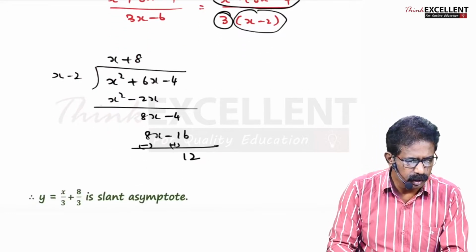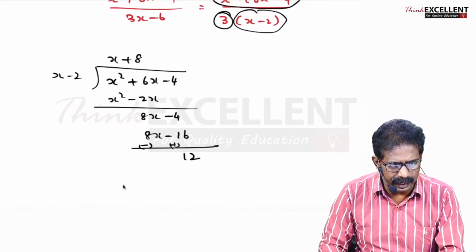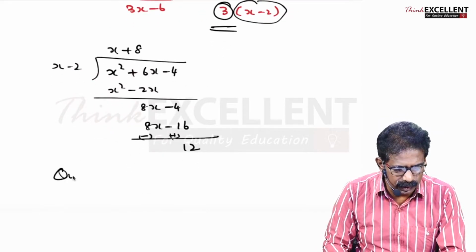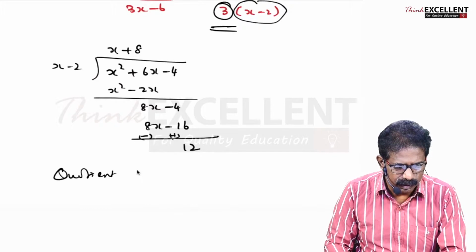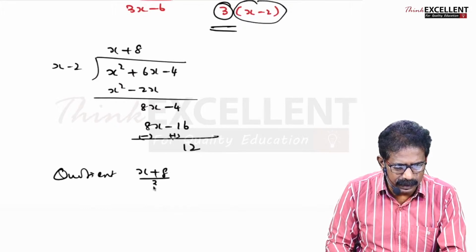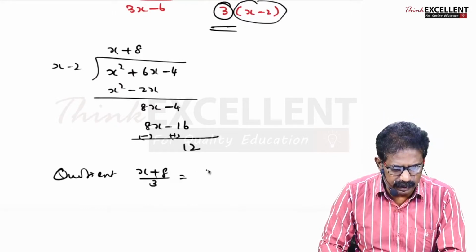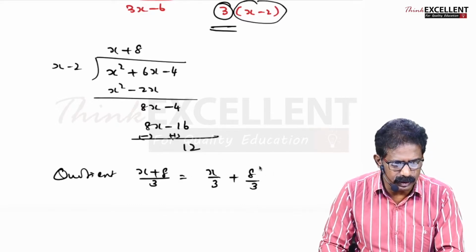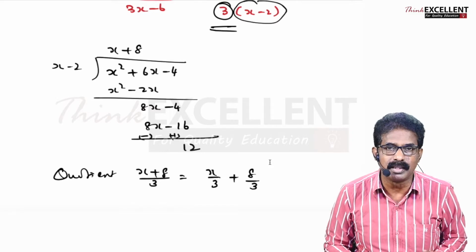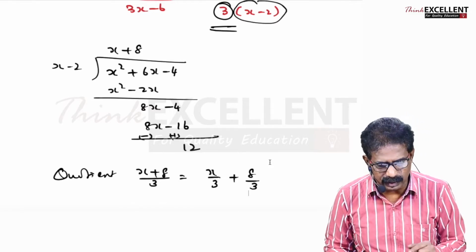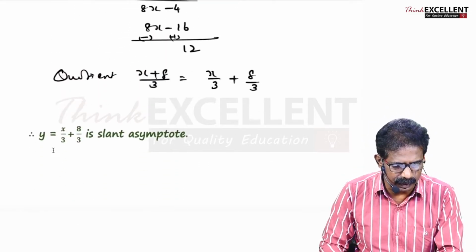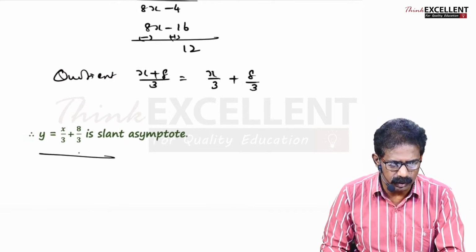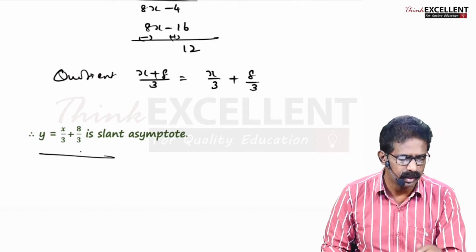But remember, the quotient you have to divide again by this 3. So actually the quotient is x plus 8 by 3. By that 3 we didn't divide, right? So split it, x by 3 plus 8 by 3. So this is the quotient. So the slant asymptote is y equal to the quotient x by 3 plus 8 by 3, right? So y equal to x by 3 plus 8 by 3 is the slant asymptote. If you want, you can take LCM. You can do that. Okay.